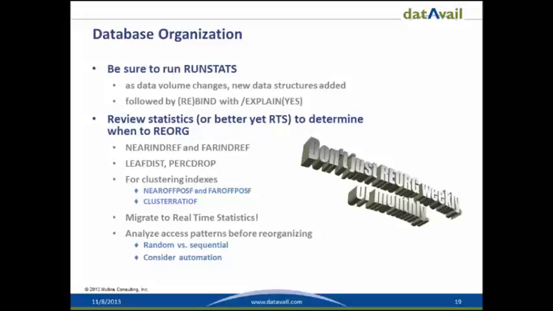From an organization perspective, we want to make sure we're reorging our data appropriately. Run your runstats, new it as data volume changes, you add new data, and follow that with rebind with explain yes. And we'll talk about that in a little more detail in the next slide. You want to review statistics, or better yet, real-time statistics that will help you determine when to reorg. Look at your near and far indirect references, your leaf distribution, percent drop. For clustering indexes, look at the cluster ratio, near and far off positioning. And there are some guidelines, again, in the Managing Performance Manual that you can look to set some thresholds as to when it's time to kick off a reorg.